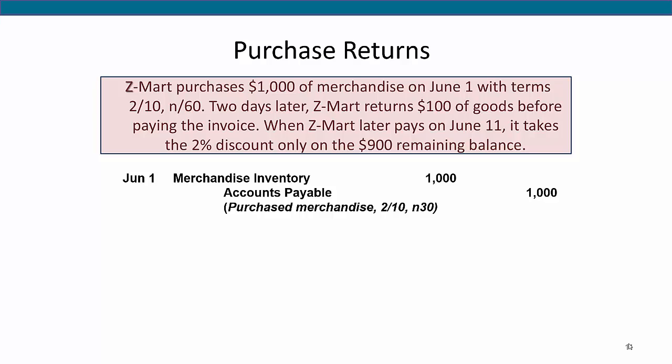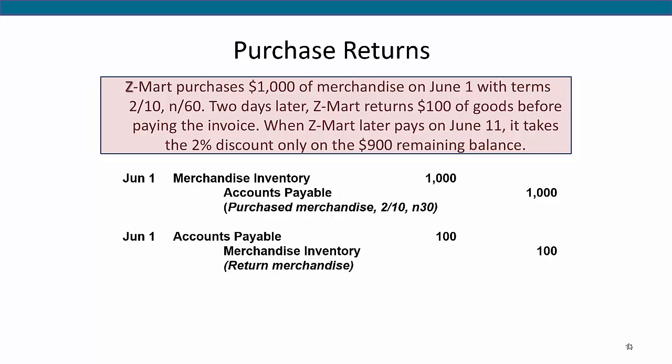Here's a series of entries then for you that are made when a return is made from the buyer to the seller. To illustrate the accounting for returns, suppose Zmart purchases say $1,000 worth of merchandise on June 1st with terms of 2/10, net 60. And 2 days later, Zmart returns $100 worth of goods before paying the invoice. Notice that the original entry to record the purchase is simply reversed when recording a return. We debit accounts payable and credit merchandise inventory.